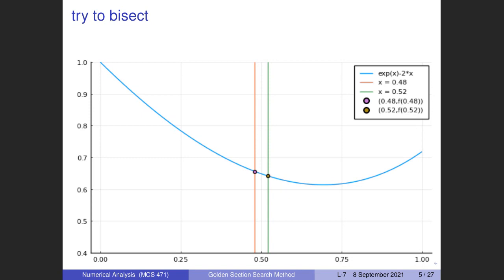And you can see that as the function value at 0.52 is less than the function value at 0.48, we will actually cut the interval. We will be left with the interval 0.52 and 1. So the bisection method, a similar idea to the bisection method actually applies. Let's try to see if we can find this.